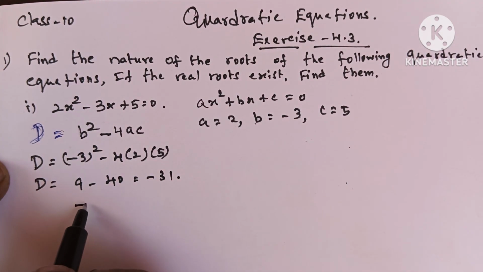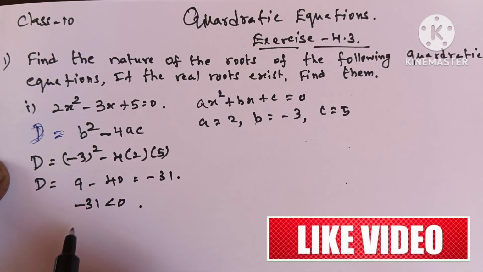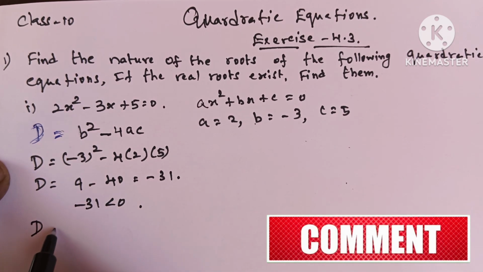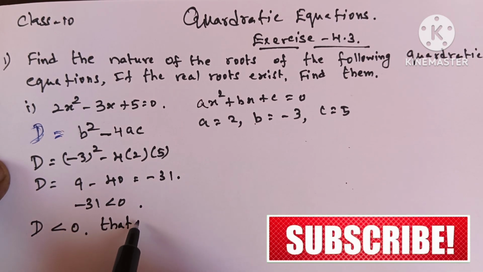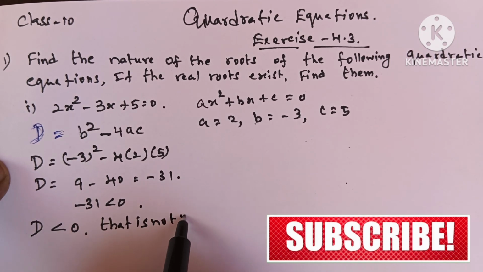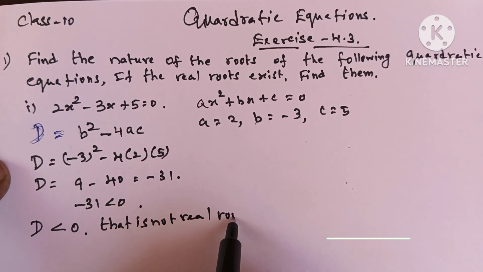So, minus 31 is less than 0. Discriminant less than 0 varna, that is not real root. Not real root. This is the imaginary root.